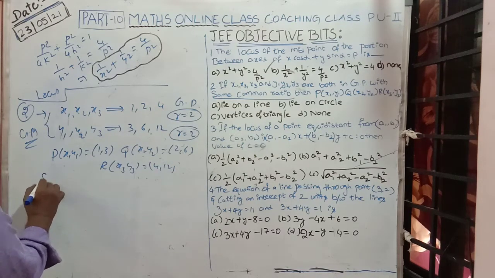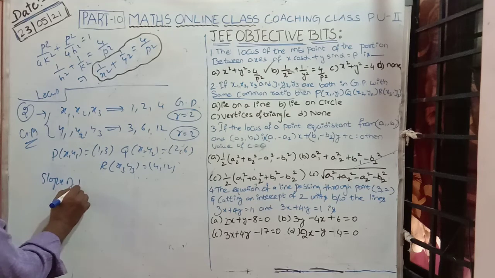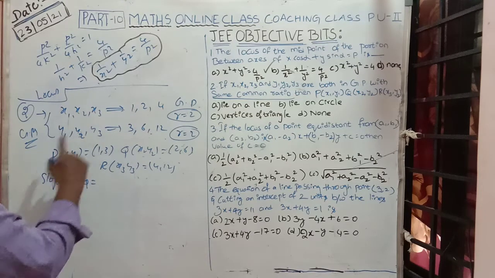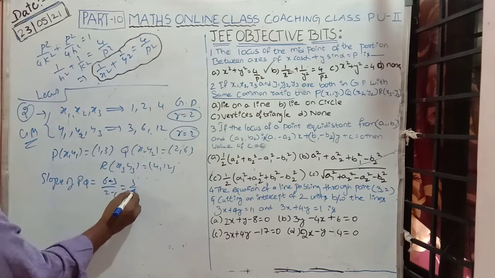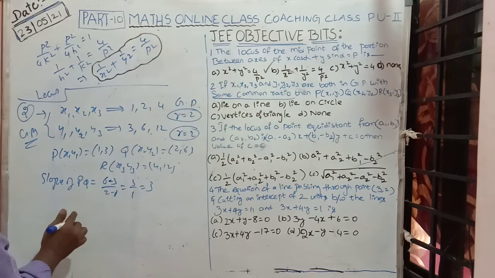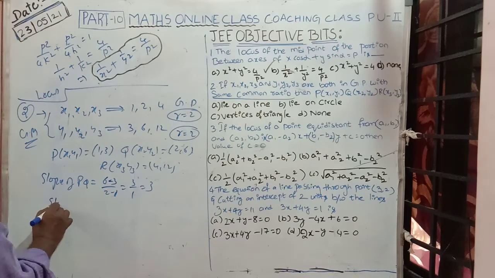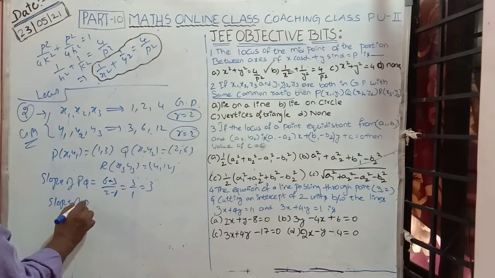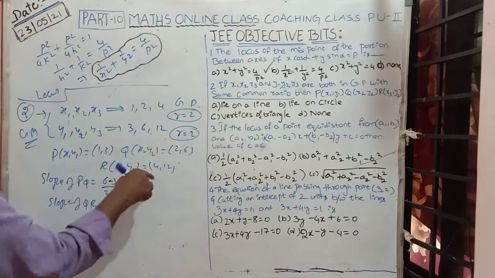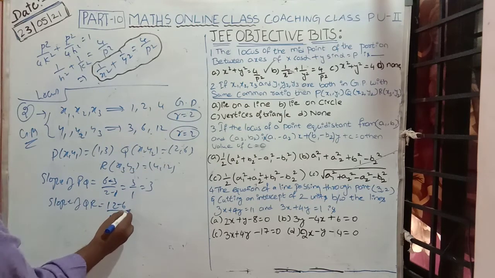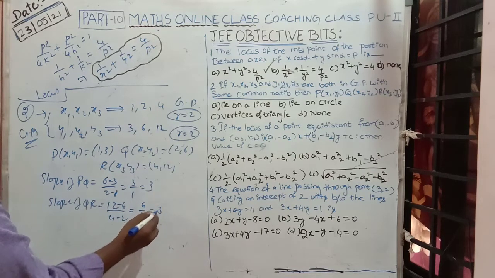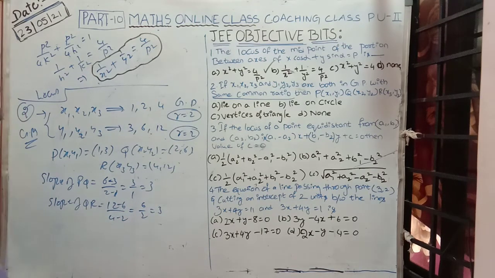We will see. What is the slope of PQ? 6 minus 3 by 2 minus 1, that is 3 by 1, equal to 3. Whereas the slope of QR is 12 minus 6 by 4 minus 2, 6 by 2, which is again 3. So here the slopes are the same. That means these points are on the same line.